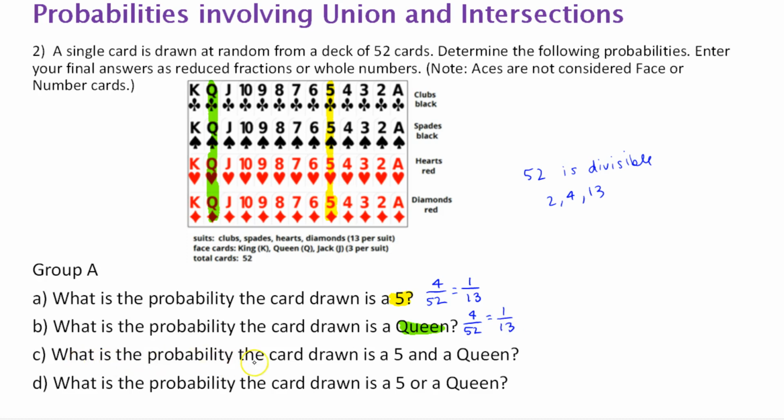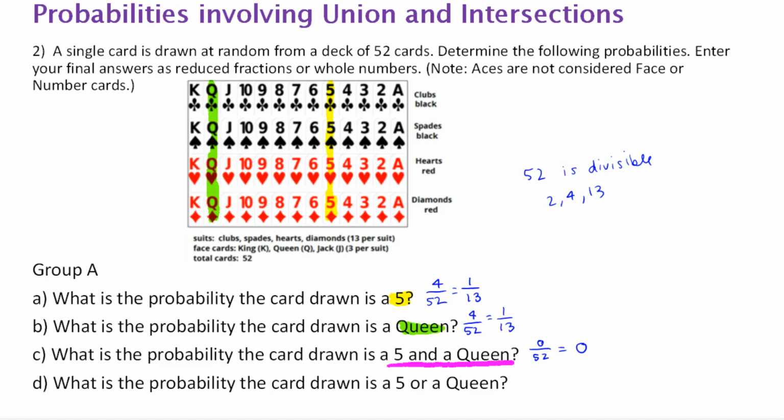Next, we're asked, what is the probability the card drawn is a 5 and a queen? So remember, and means intersection. But notice these 2 columns don't overlap. We would say that being a 5 and a queen is mutually exclusive. You can't be both a 5 and a queen. Or in terms of probability, we know the denominator is 52. How many cards are both 5s and queens? Well, that's 0. So 0 out of 52 is 0. So it's impossible to get a card that's both a 5 and a queen.